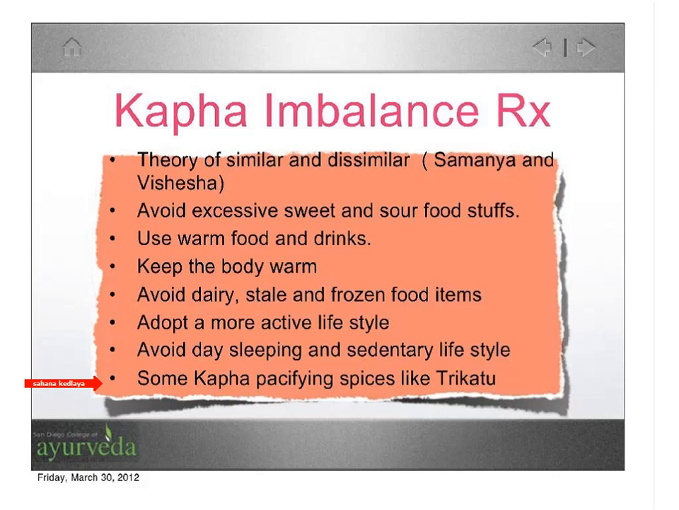And some kapha pacifying spices like trikatu. Trikatu is a combination of three spices: the pepper, the long pepper, and the dry ginger. It can be used, or even some other spices like cumin or mustard, hing, etc. They are hot in potency, and those can be used to correct the kapha imbalance.